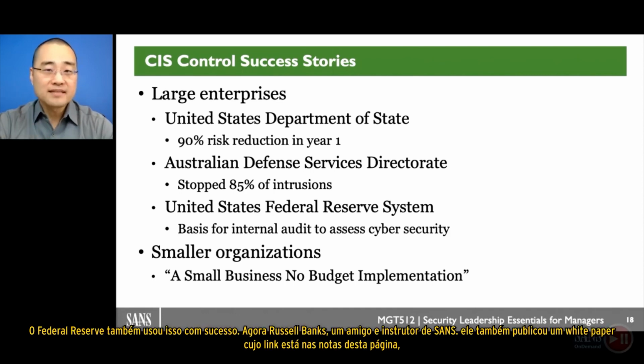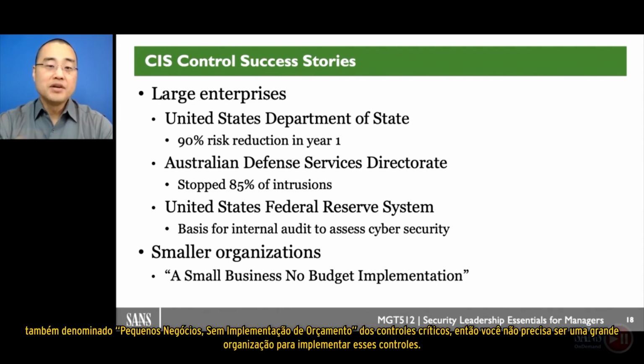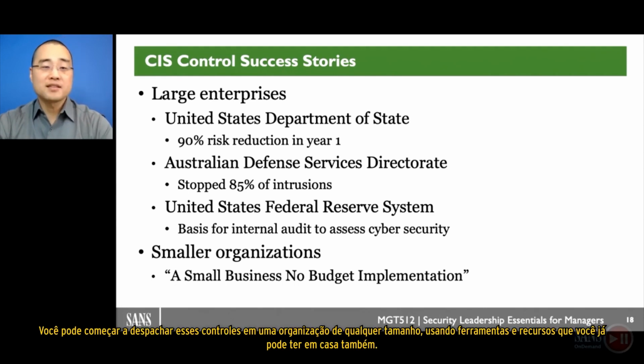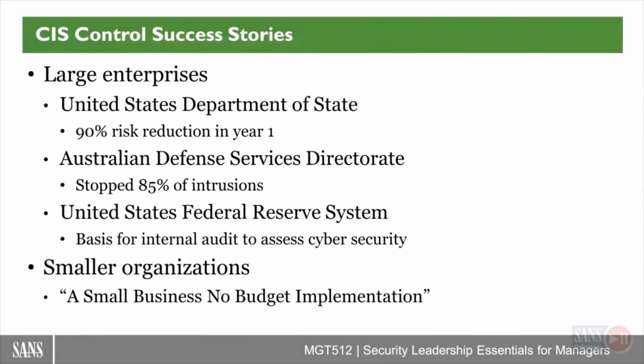Now, Russell Eubanks, a friend and fellow SANS instructor, also published a white paper, the link is in the notes to this page, called A Small Business No Budget Implementation of the Critical Controls. So you don't have to be a huge organization to implement these controls, right? You can start chipping away at these controls in an organization of any size using tools and capabilities that you might already have in-house as well.